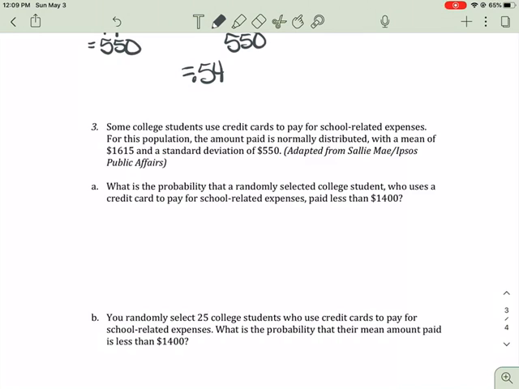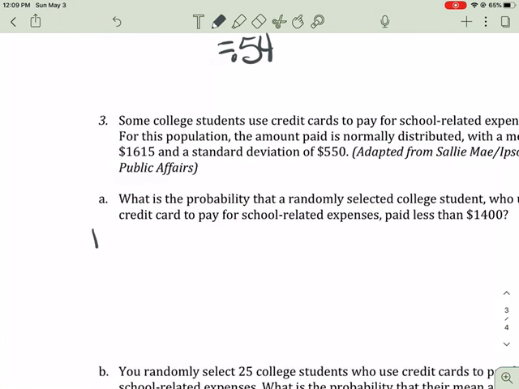Some college students use credit cards to pay for school-related expenses. For this population, the amount paid is normally distributed, with a mean of 1615 and a standard deviation of 550. What is the probability that a randomly selected college student who uses a credit card to pay for college-related expenses pays less than $1,400? Notice, one randomly selected college student. Our sample size here is 1, so we don't need to divide by the square root, but if you wanted to, you could make it the square root of 1. It's your choice.